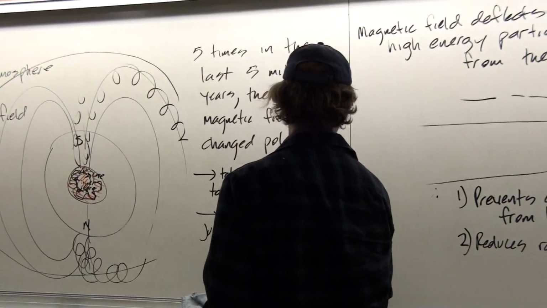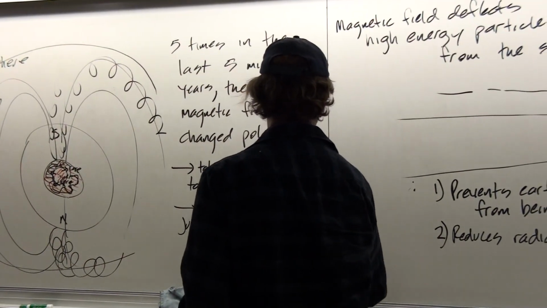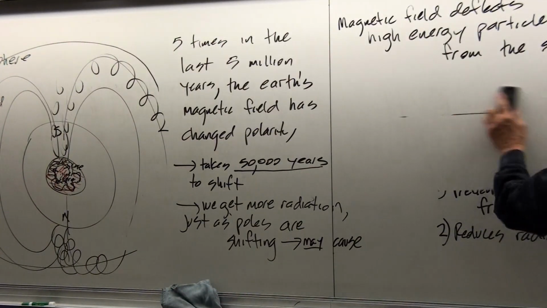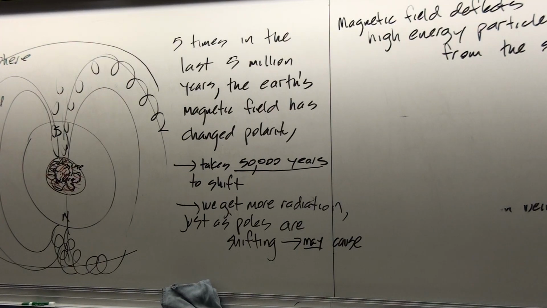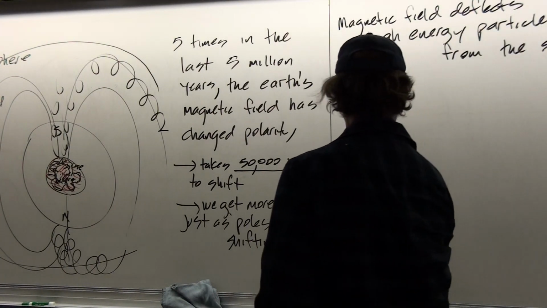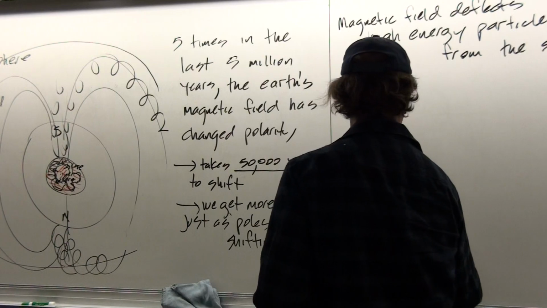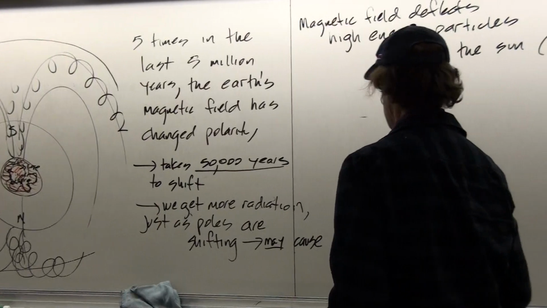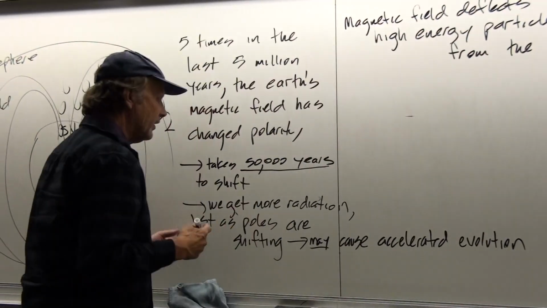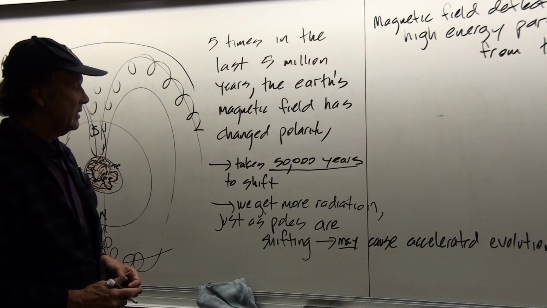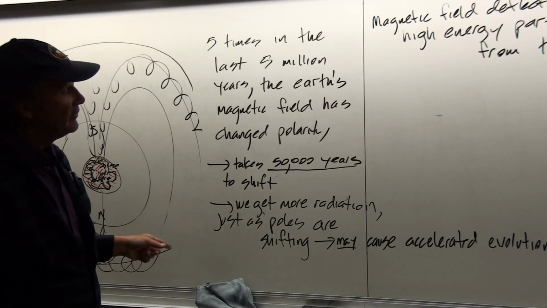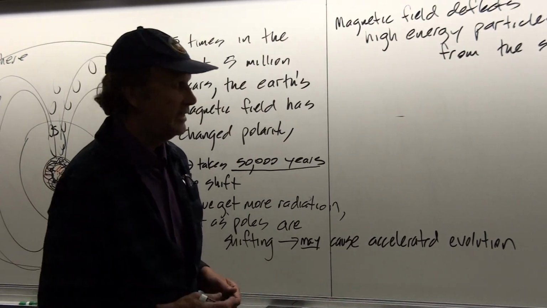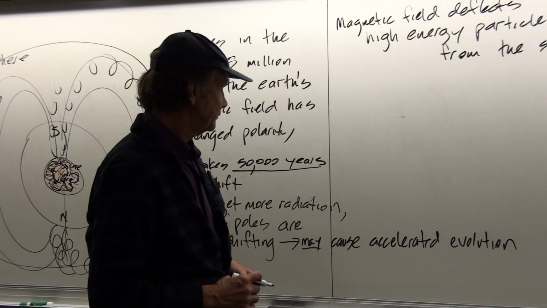So this is a theory. We'll say it may cause accelerated evolution by creating more errors in the genetic profile. And some of those errors we suppose would be favorable, whereas the majority of them would probably be unfavorable.